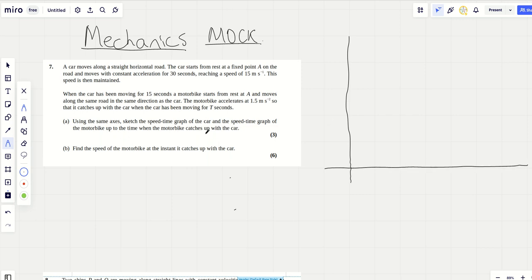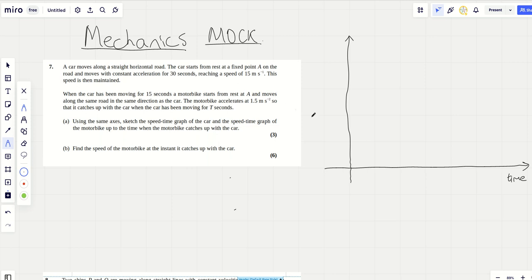Drawing the velocity time graph, or the speed time graph, should not be tough. That should be pretty easy marks. But when you've got one thing overtaking another, you need to equate the areas, and that tends to be a tougher question. Okay, right. So what have we got?